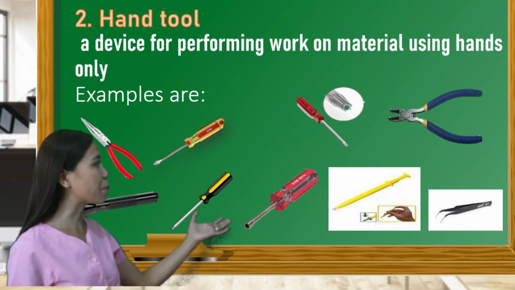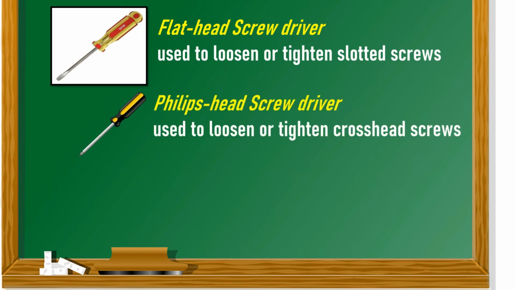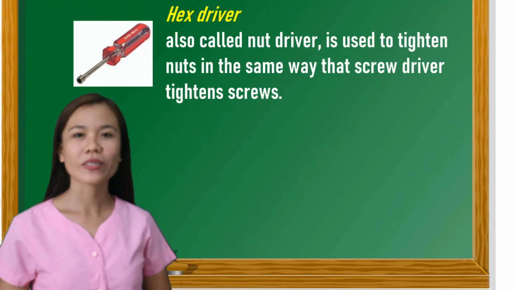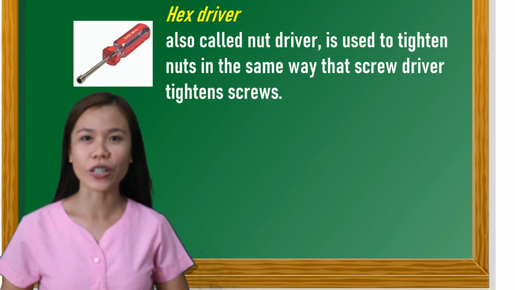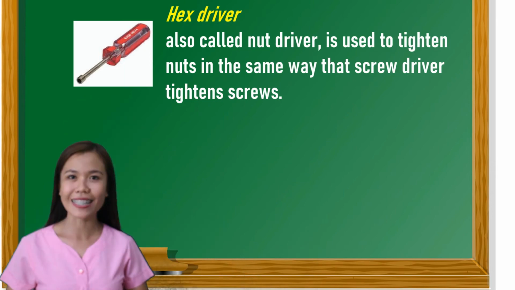So these are the examples of hand tools. Flathead screwdriver. It is used to loosen or tighten slotted screws. Next, Phillips head screwdriver. It is used to loosen or tighten cross-head screws. And next is Torx screwdriver. It is used to loosen or tighten screws that have a star-like depression on top. Next is hex driver. It is also called a nut driver. It is used to tighten nuts in the same way that a screwdriver tightens.